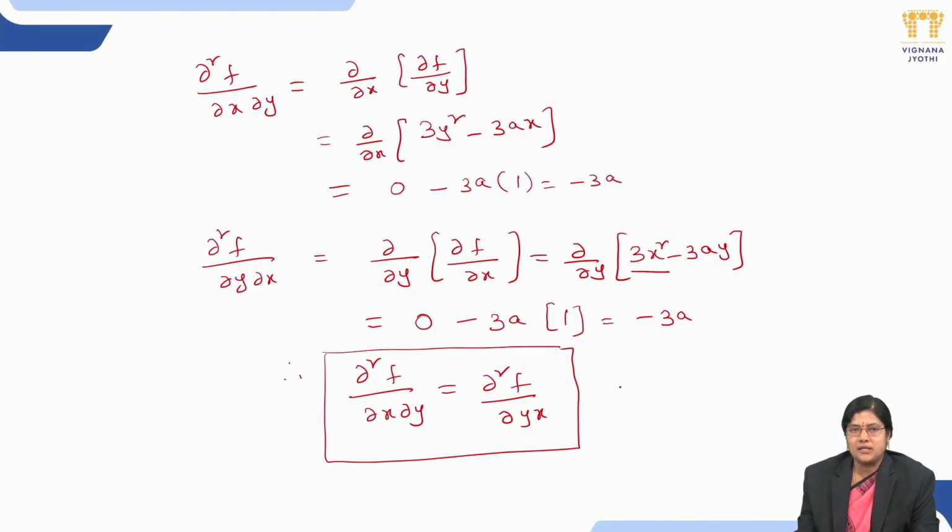So, the first order partial derivatives of f with respect to x and y are denoted by ∂f/∂x and ∂f/∂y. Second order partial derivatives of f are given by ∂²f/∂x², ∂²f/∂x∂y, ∂²f/∂y∂x and ∂²f/∂y². These all are called the second order partial derivatives of f.